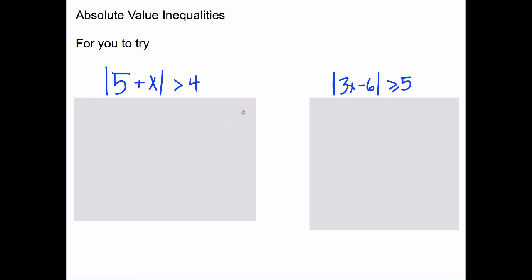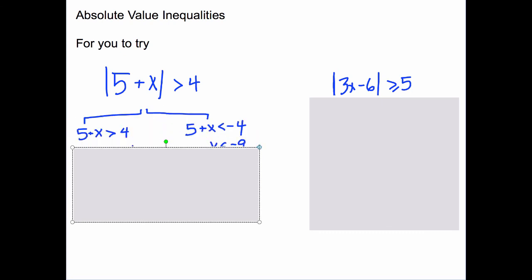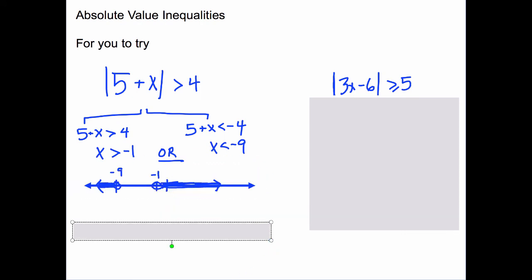Alright, so for the first one, we're going to split this problem up into two problems. 5 plus x is greater than 4, 5 plus x is less than negative 4. We'll subtract 5 from each side, and the solution will become x is greater than negative 1, or x is less than 9. And here's what the number line solution looks like.